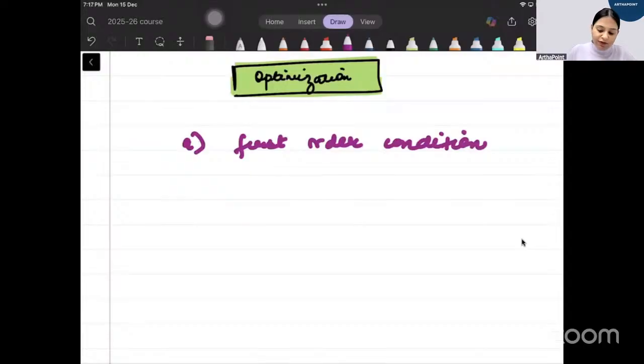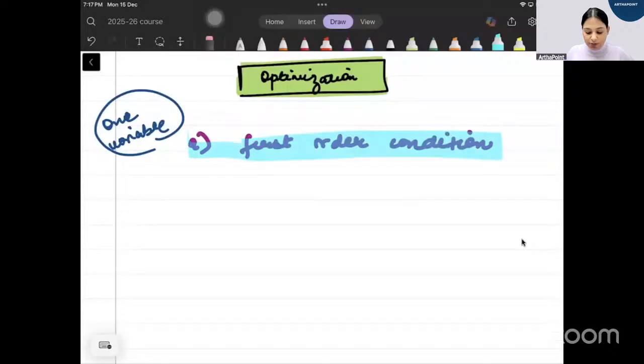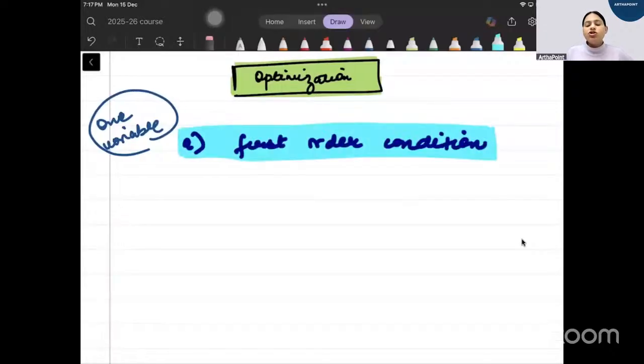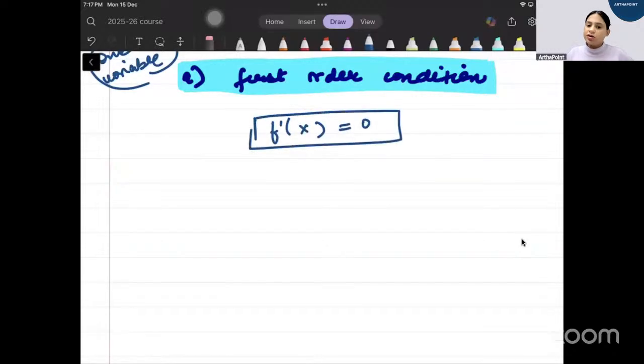I am doing one variable first, and then I'll talk specifically about two variables and what the Hessian matrix is, probably today or tomorrow. Let's see how we go. So we're talking about first order condition. पहले हम इस first order condition के बारे में बात कर लेते हैं. In which, when we want to maximize or minimize, we differentiate the function and equate it to 0. This is called my first order condition.